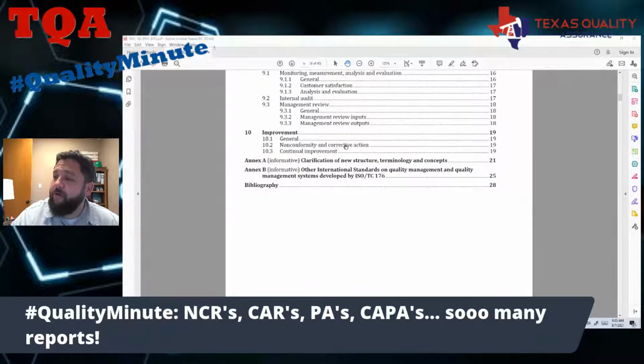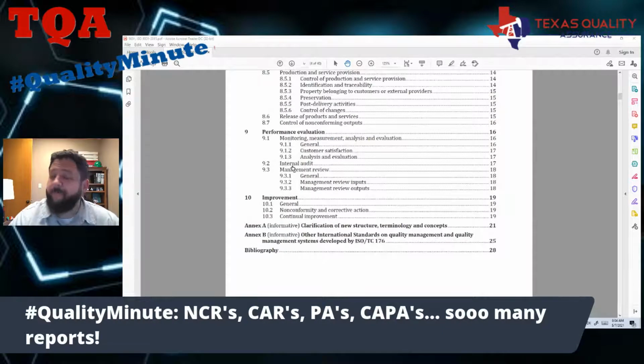Hey, we see the word corrective action, and it's with the word nonconformity, but that's in the improvement section. That's not really in our daily production process. So it's actually a bit confusing. The standard does not use these common terms that we use every day when we're managing our system. So what are we supposed to do?